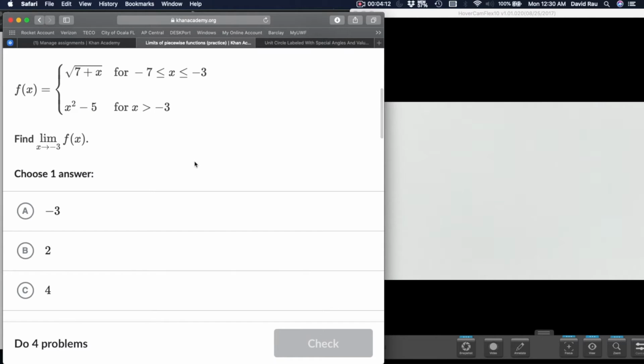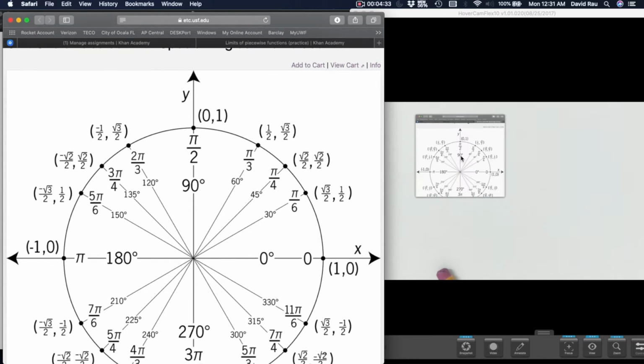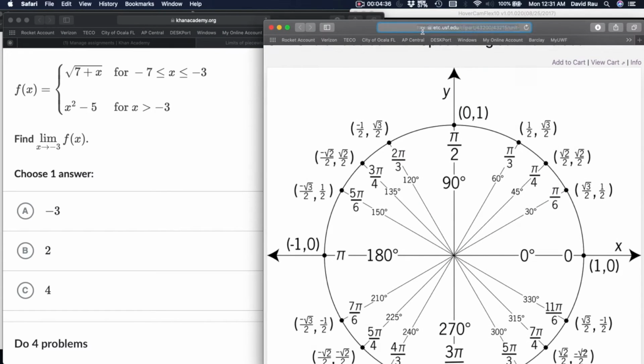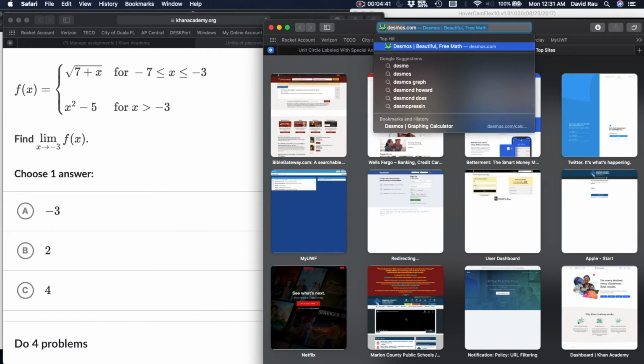This will be where things get a little bit more interesting, because this question says find the limit as x approaches -3. If you notice, we have this piecewise function here, and the problem with this piecewise function is it's split at -3. So here's what I'm going to do for this question, just to build up the idea of what's going on here. I'm going to go to Desmos. I should do this in a separate tab so I still have my unit circle.